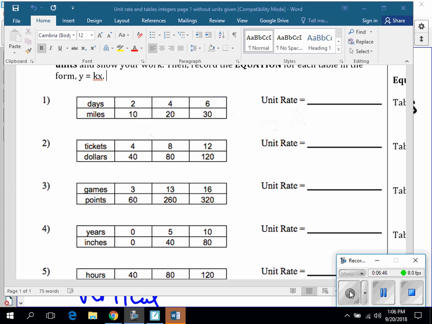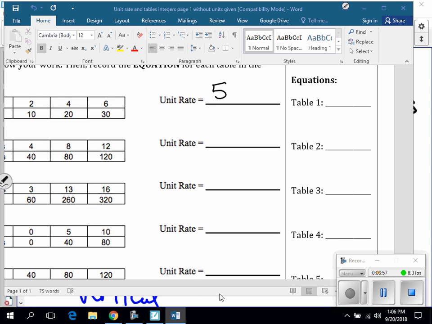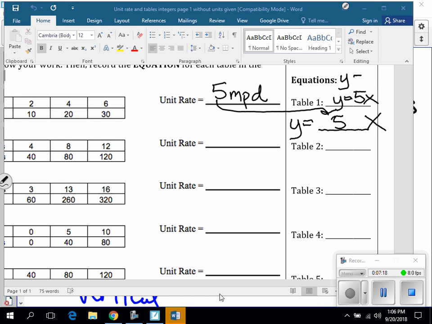Now you can see that I've cleared the ink, and I'm going to scroll over to the right side of the screen, and it says equations. So I already found out that the unit rate was 5 miles per day. To write the equation, all I'm going to do is fill in y equals blank x. I'm going to fill in the 5 right here. So the equation would be y equals 5x. That looks messy. Let me try to write that equal sign again. Having a little bit of trouble with my pens. That's supposed to be an equal sign.